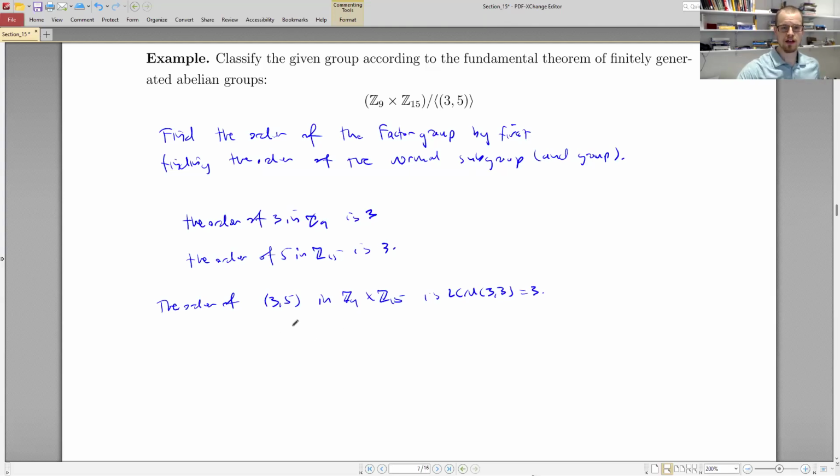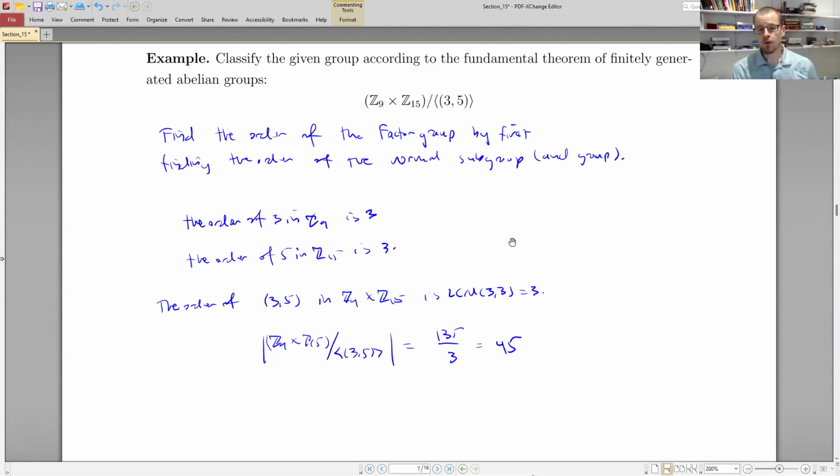This tells us, essentially right away, we should be able to recognize that the order of Z9 direct product with Z15 mod what's generated by (3, 5) is equal to the order of the group Z9 direct product with Z15, which is 135, divided by the order of that subgroup, which is 3. That's going to give us an order of 45.